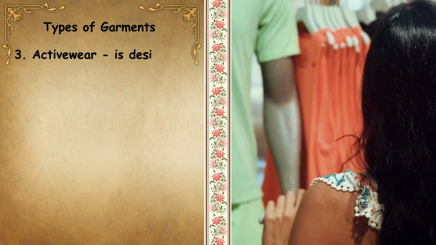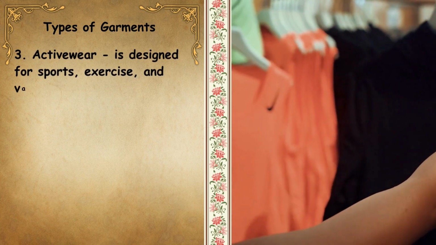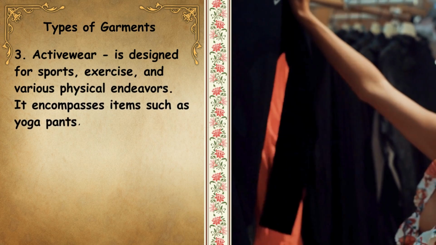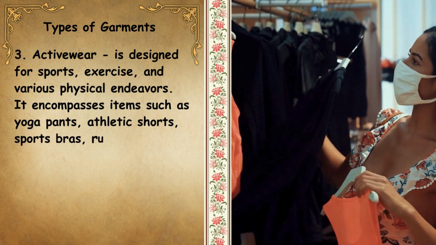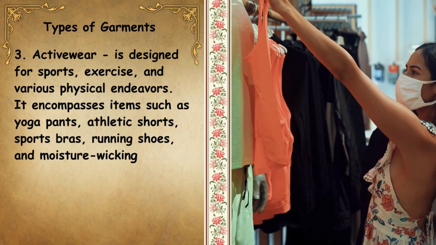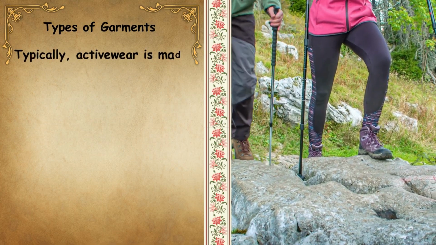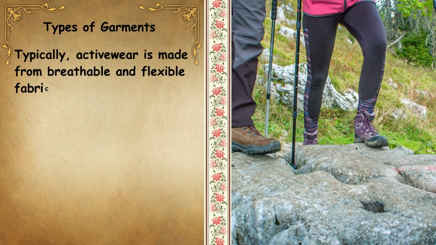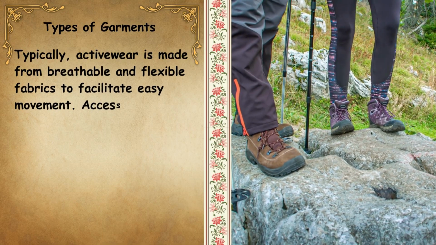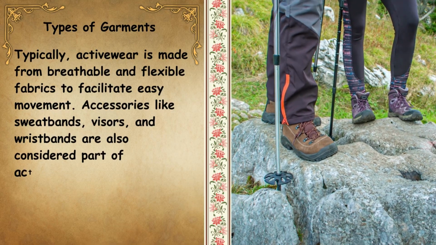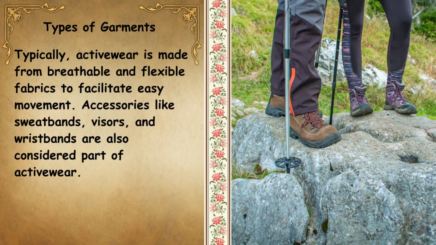3. Active wear. It is designed for sports, exercise, and various physical endeavors. It encompasses items such as yoga pants, athletic shorts, sports bras, running shoes, and moisture-wicking shirts. Typically, active wear is made from breathable and flexible fabrics to facilitate easy movement. Accessories like sweatbands, visors, and wristbands are also considered part of active wear.